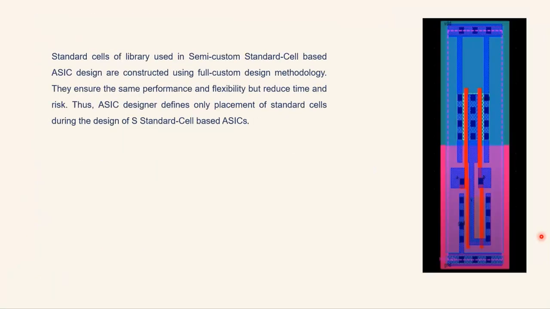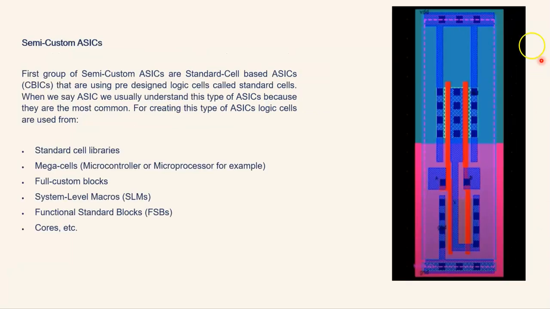Now here we were talking about the semi-custom ASIC, and in this semi-custom ASIC what is important? Something will be ready-made for you and something flexibility will be given to you. So for creating this type of ASIC, logic cells are used. Which kind of logic cells are used? Standard cell library, mega cell, maybe full custom block, maybe system level macros, functional standard blocks or core, etc. You can use any one of these.